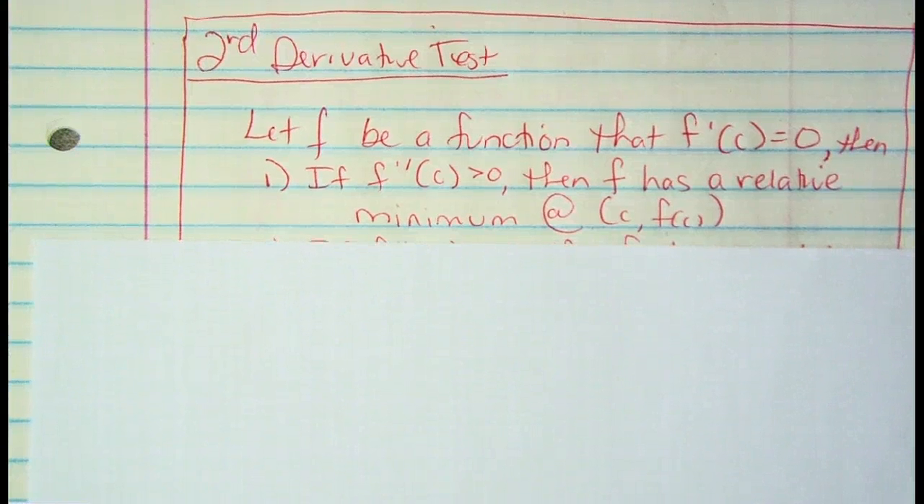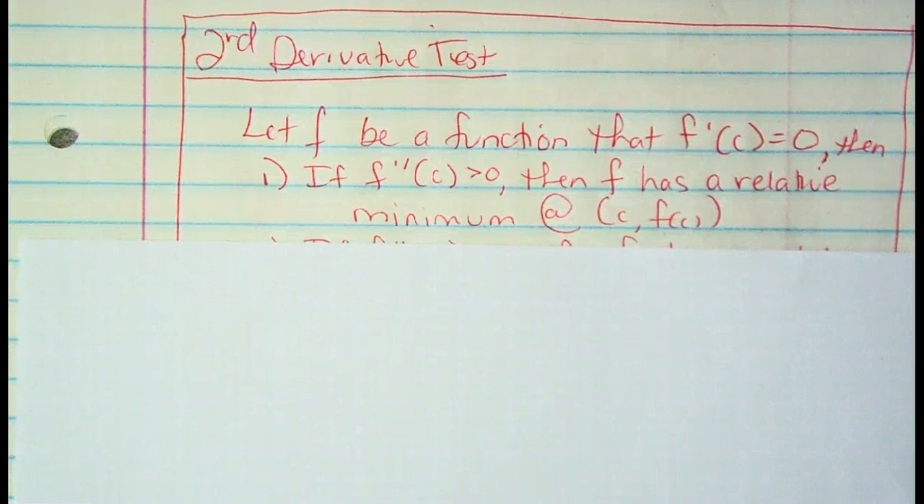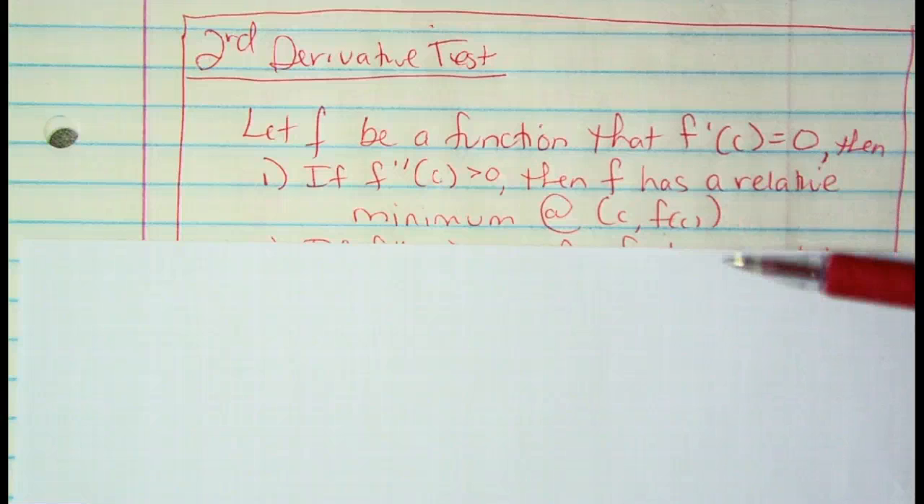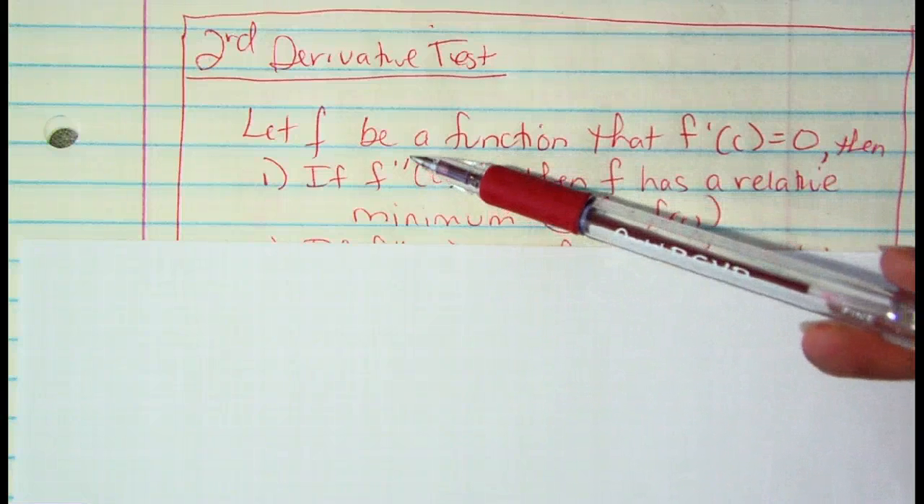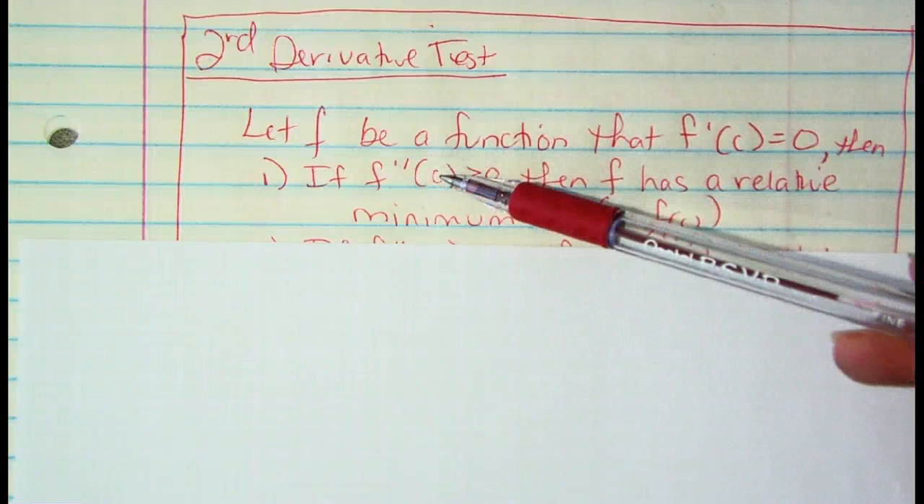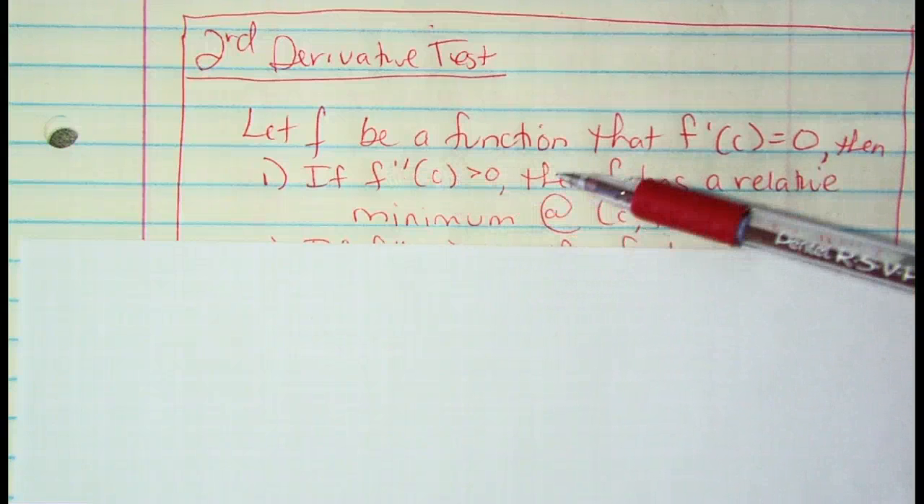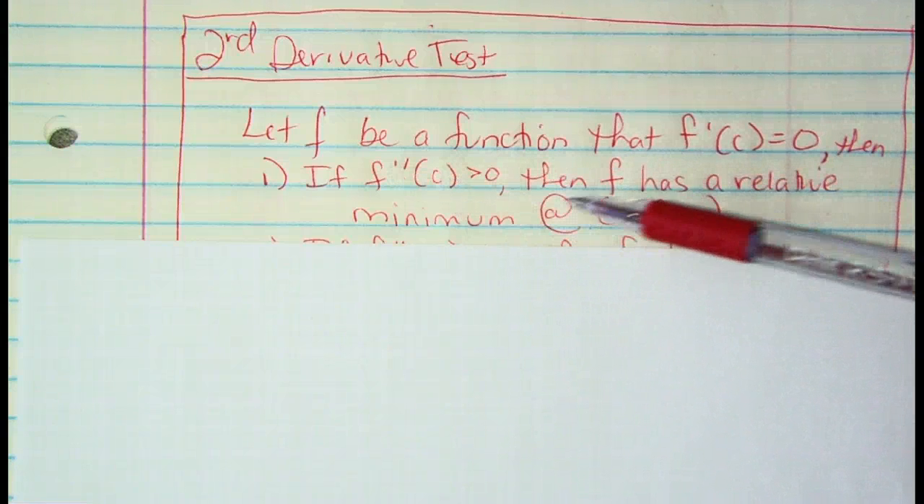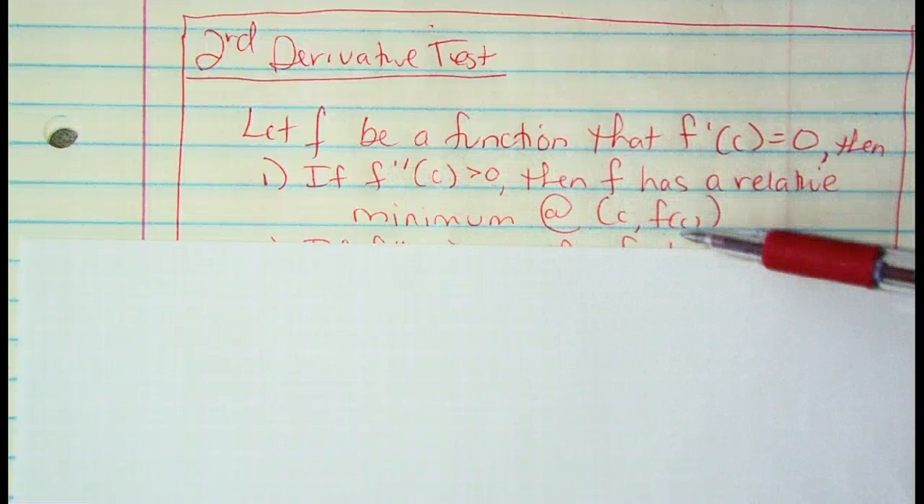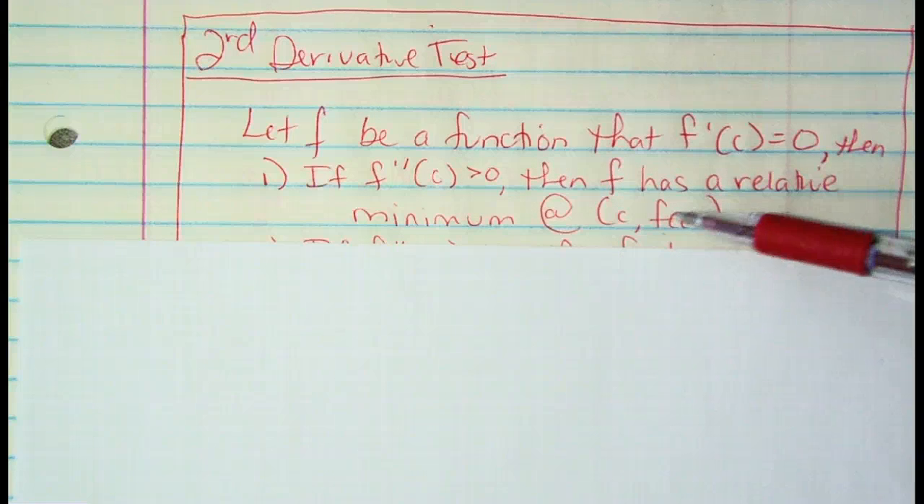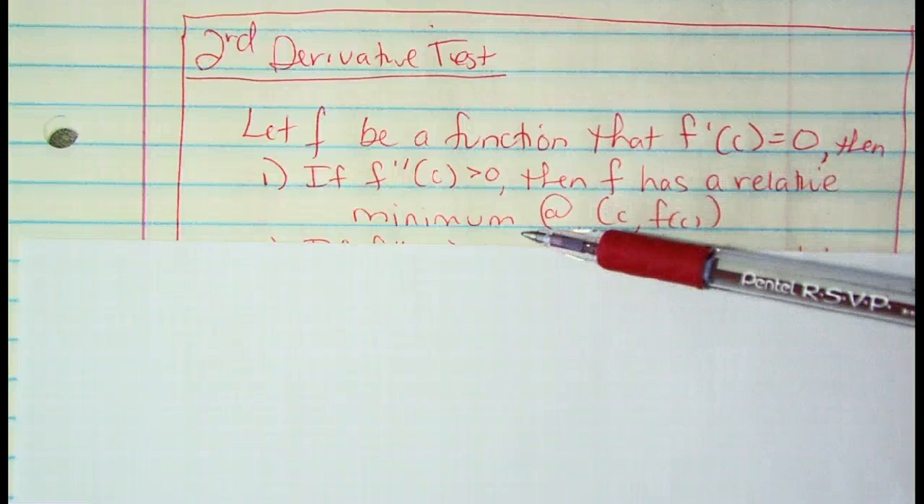The second derivative test is, let f be a function that f prime of c, remember c is your critical numbers, so that f prime of c equals 0. Then what? Here it comes. If f double prime, in other words, if the second derivative of that critical number, that output is greater than 0, it's positive, then f has a relative minimum at c, and then you plug that back into your original function. I want to know what point on my original function do I have that relative min or max.